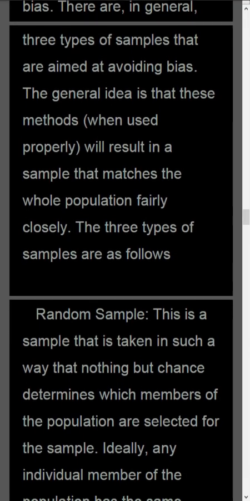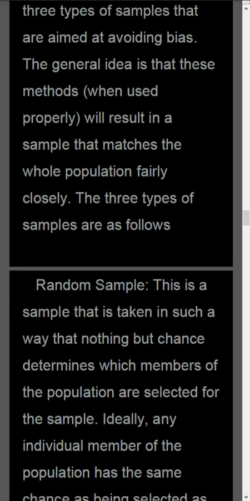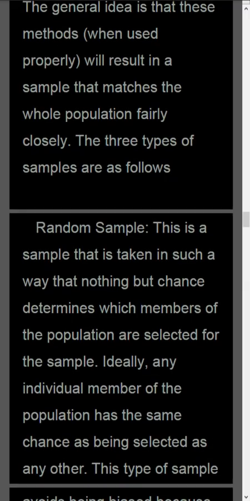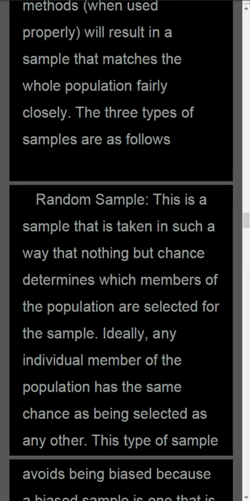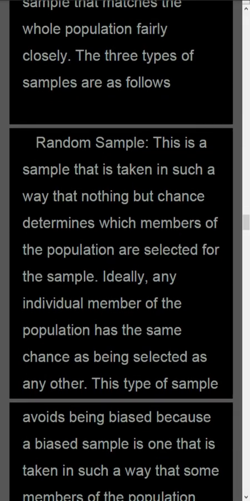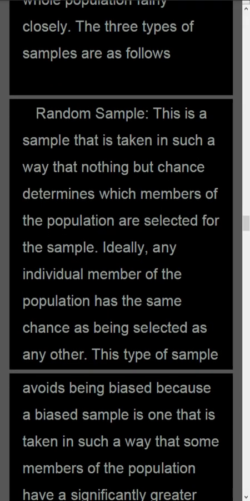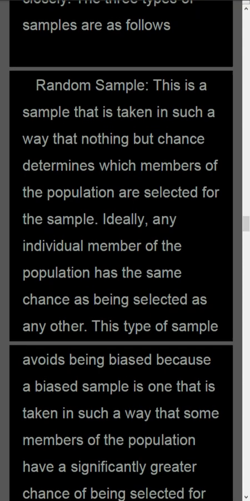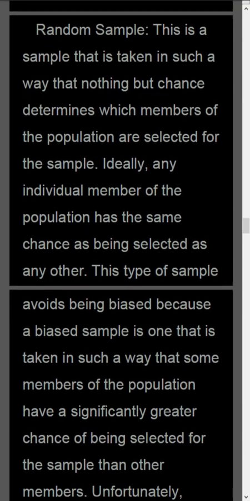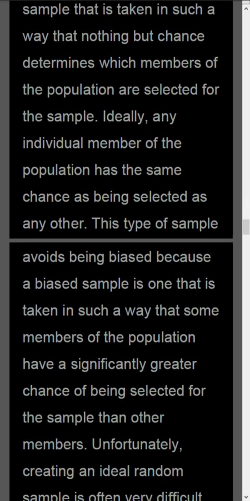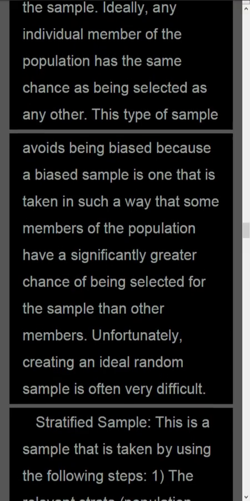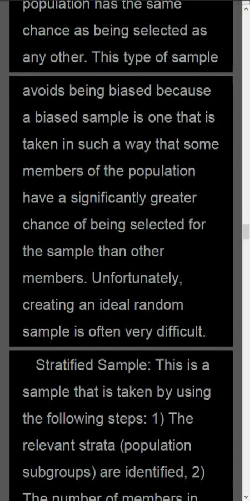Random sample. This is a sample that is taken in such a way that nothing but chance determines which members of the population are selected for the sample. Ideally, any individual member of the population has the same chance of being selected as any other. This type of sample avoids being biased because a biased sample is one that is taken in such a way that some members of the population have a significantly greater chance of being selected for the sample than other members. Unfortunately, creating an ideal random sample is often very difficult.